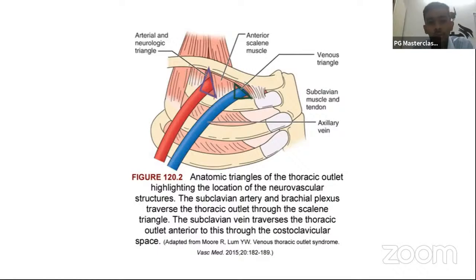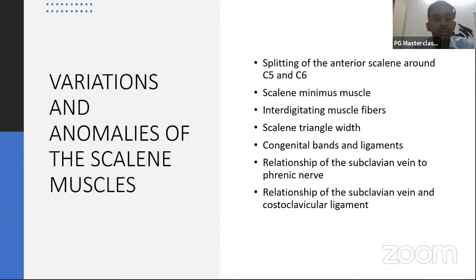Now, why do we have so many issues, or why do we have thoracic outlet syndrome? There are various anomalies and variations in terms of the muscular and bony attachments, and also sometimes fibrous bands, which create compression, narrowing the thoracic outlet. The common anomalies noted are the splitting of the anterior scalene muscle around C5, C6.